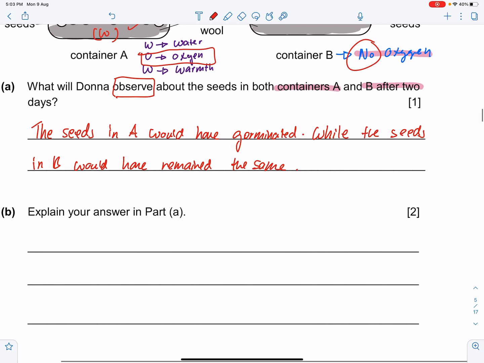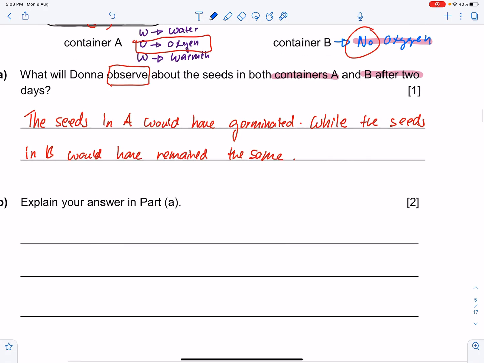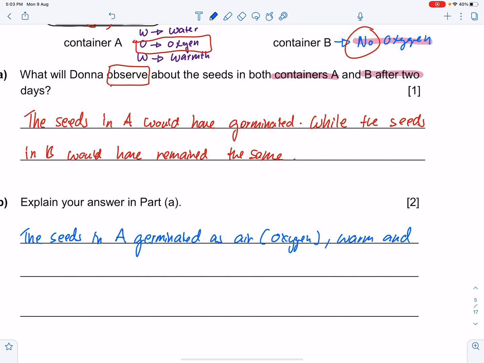Then they go on to ask you to explain. All right, the explanation, I have done it already. So we're just going to pen it down according to what I've explained earlier. The seeds in container A germinated as air, which is your oxygen, warmth, and moisture were present.